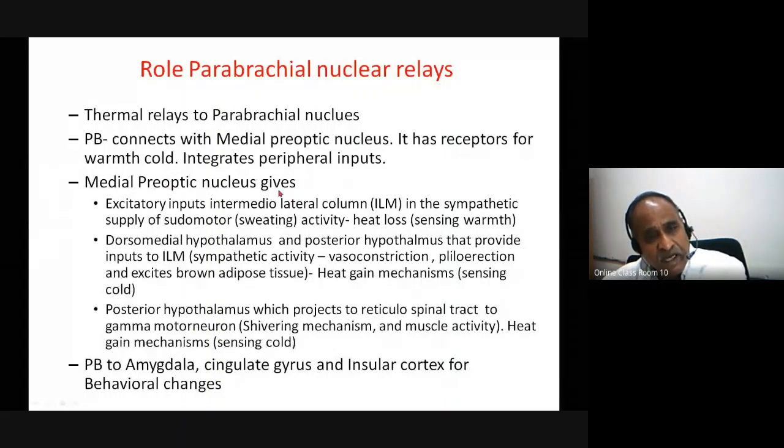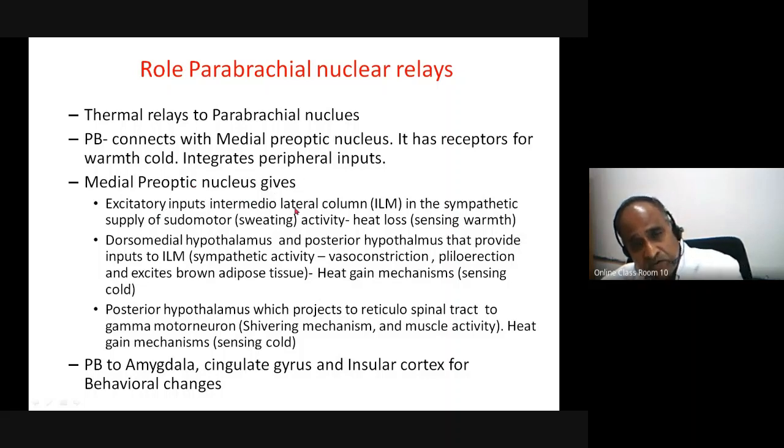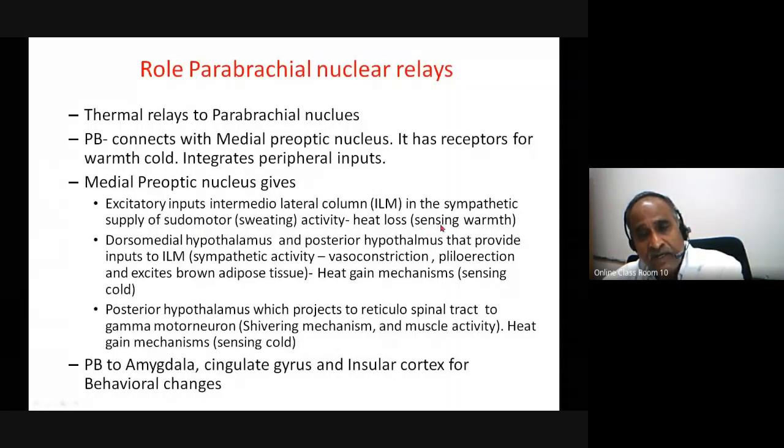Then the medial preoptic nucleus gives excitatory signals to the intermediolateral column, because the medial preoptic nucleus of the hypothalamus gives back to the reticular system, and from the reticular system it activates the spinal sympathetic segments. That means the lateral horn cells, the intermediolateral column, and that would be the sympathetic supply. When it is activated, that would produce sweating, known as pseudomotor activity. Especially this is activated when you sense warmth around, so that is to activate the heat loss mechanism.